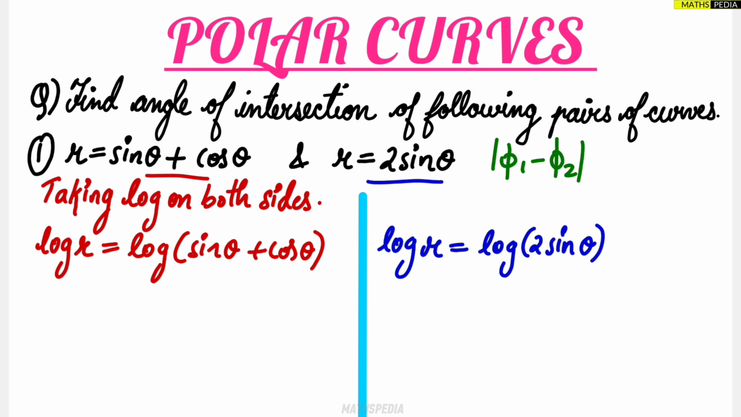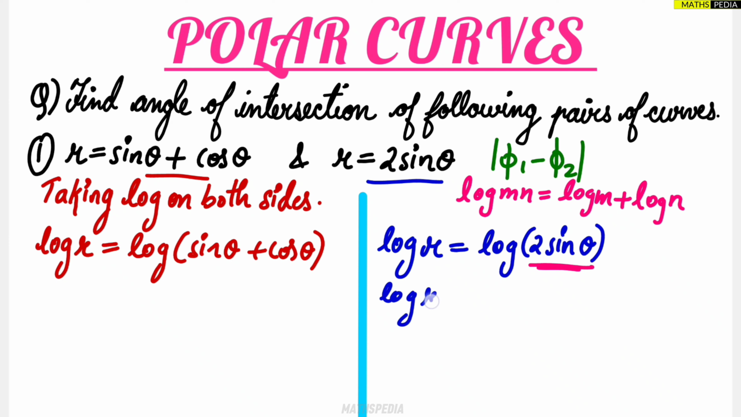Now we are having one formula for the log we have studied. Log m into n is what? Log m plus log n. This can be applied over here. So this particular thing becomes log r is equal to log 2 plus log sine theta, right? So after simplifying, we can go for the next step, which is differentiation.